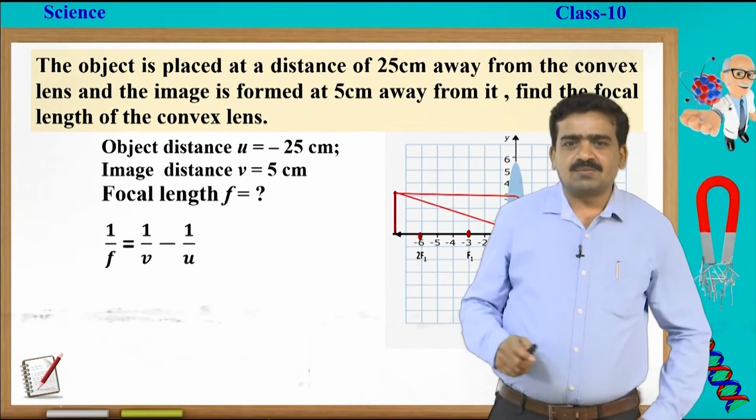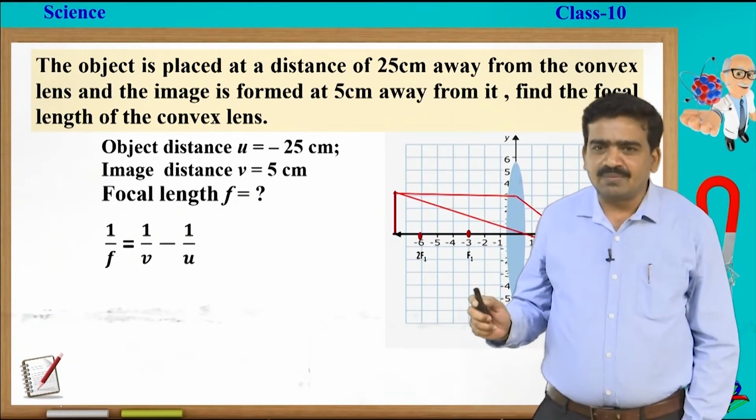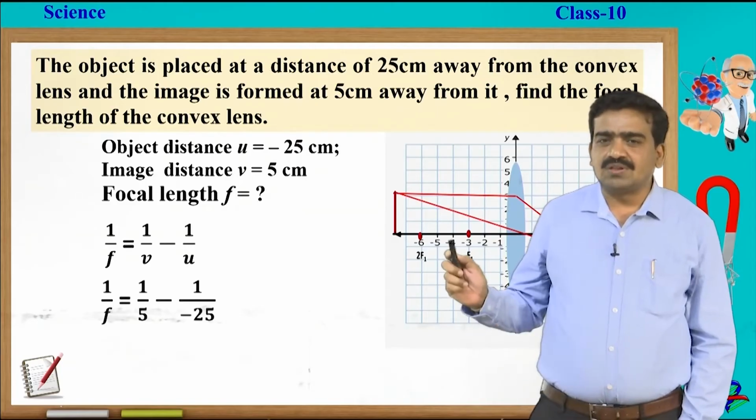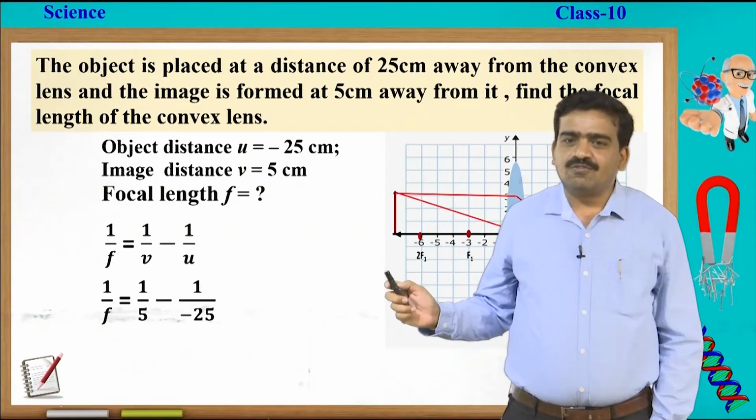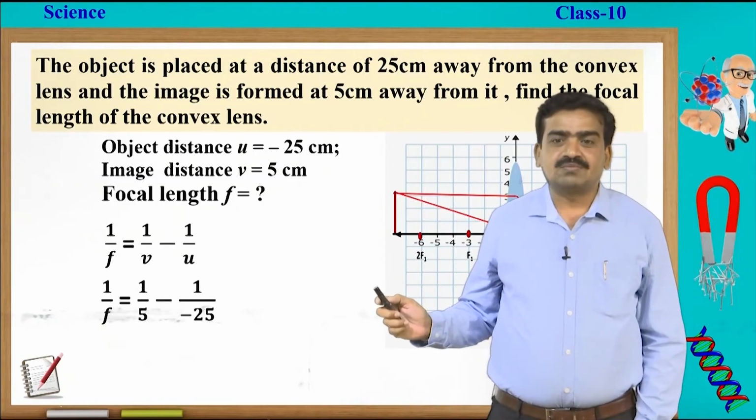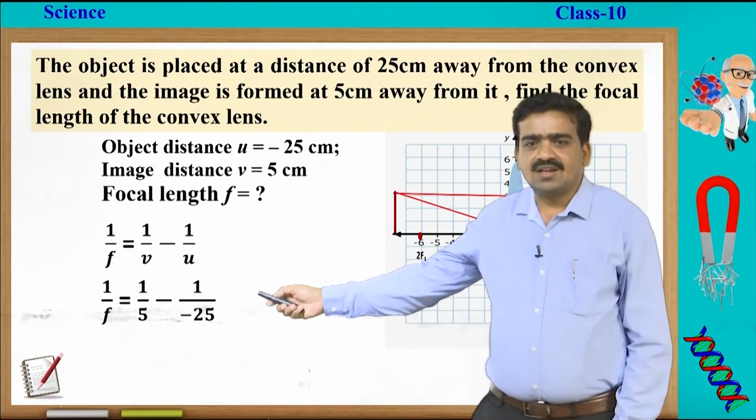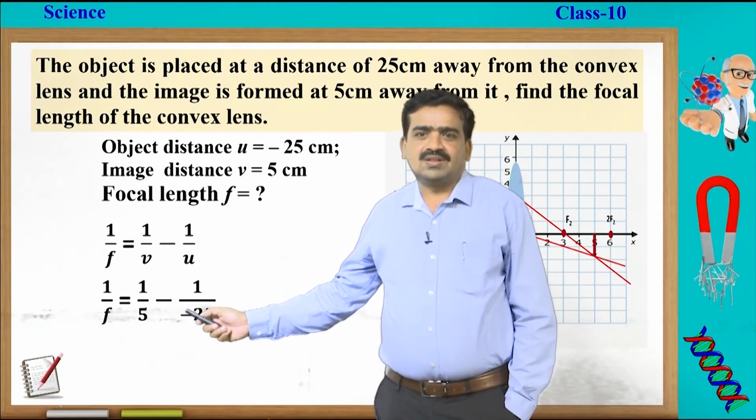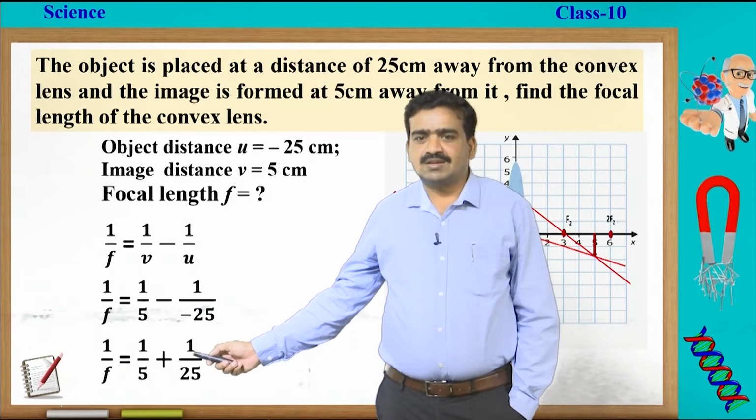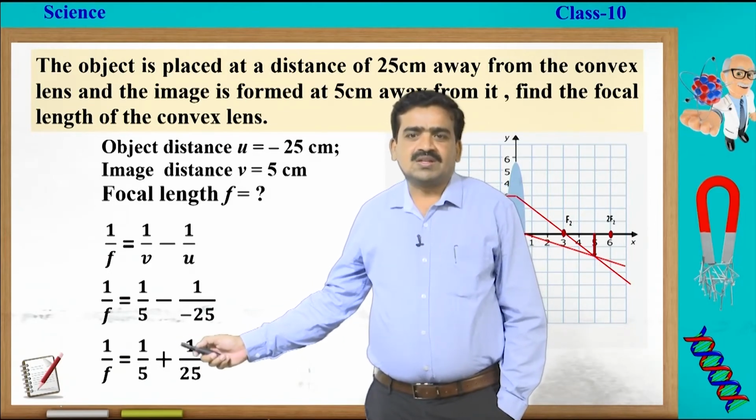Use the lens formula 1 over f is equal to 1 over v minus 1 over u. Substitute the values for v and u: the value of v is 5 and the value of u is minus 25. So, here there are two minus signs, one over here and one over here. So, they become plus in the next step. That is 1 over 5 plus 1 over 25.